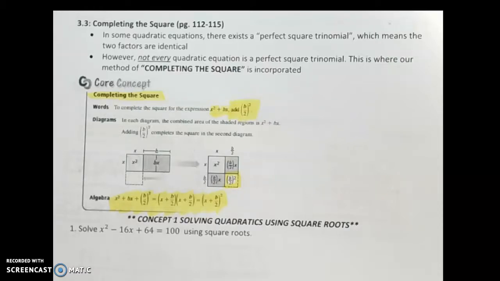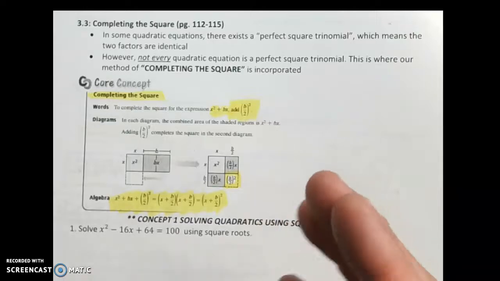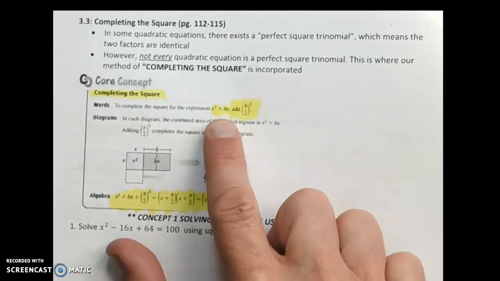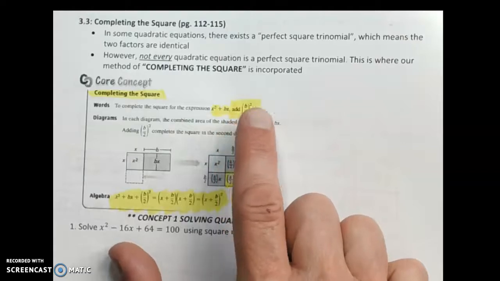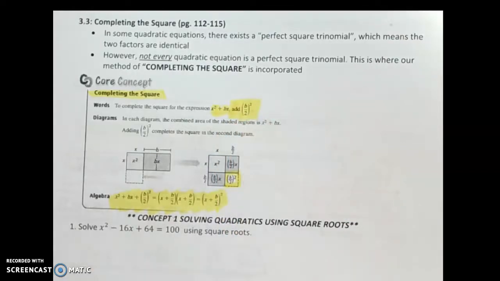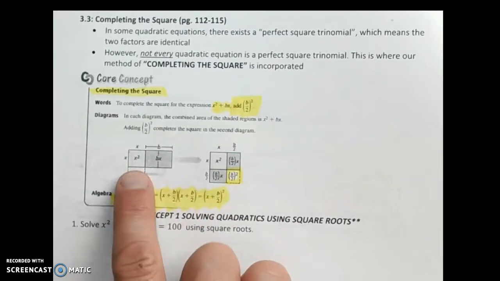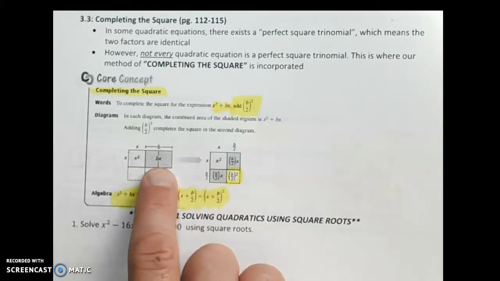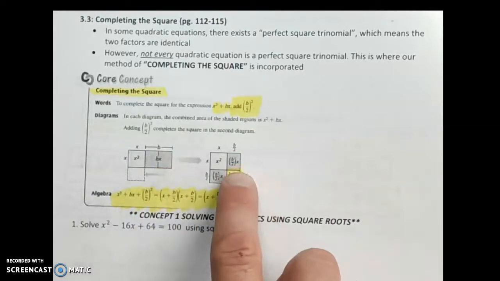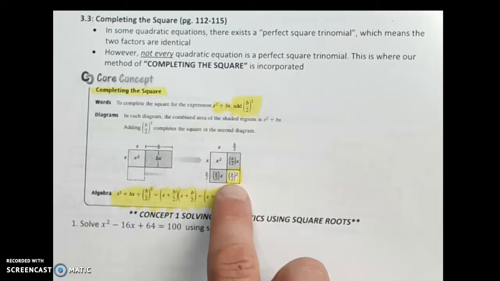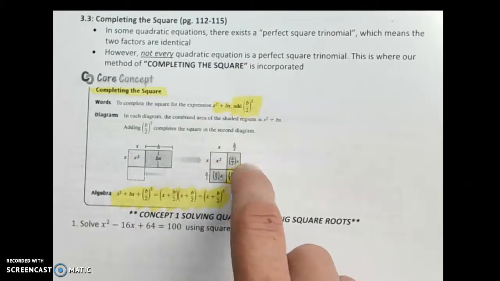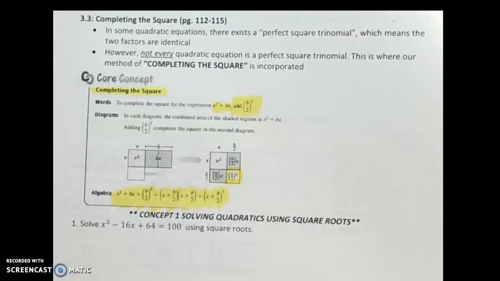Well, this is when you have something like x squared plus bx, and I'm going to add the quantity of b divided by 2 squared to it to get a perfect trinomial square. So here's kind of the case. It may make some sense or not, but you have x squared plus bx. Well, if I take that bx and I cut it in half, I get b divided by 2 x and b divided by 2 x. And then if I add b divided by 2 squared, that creates that perfect trinomial square.